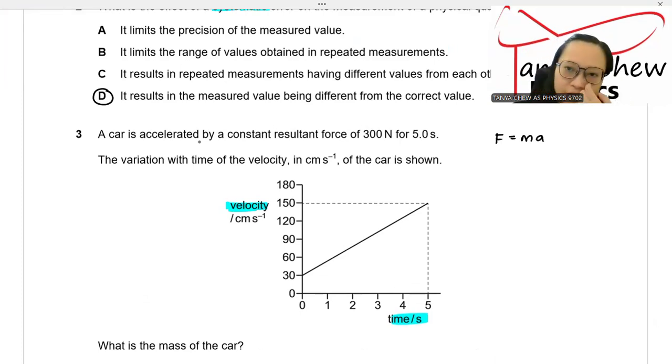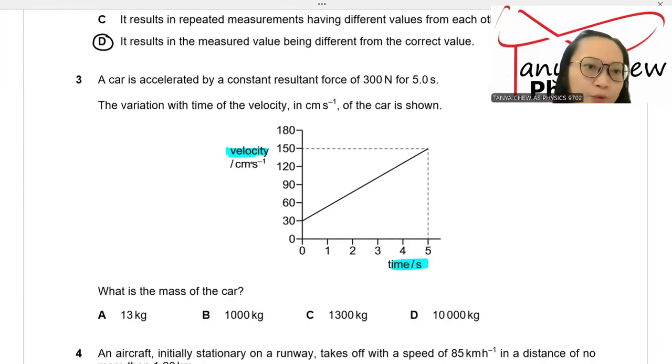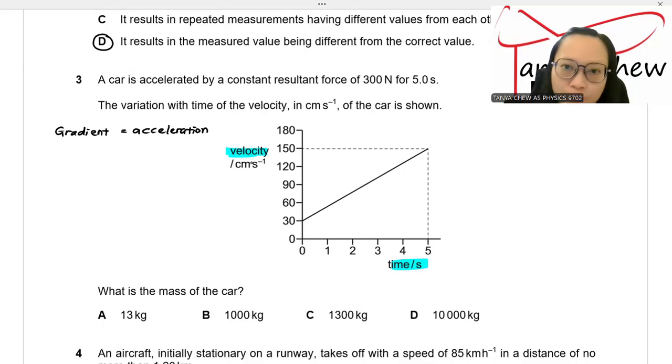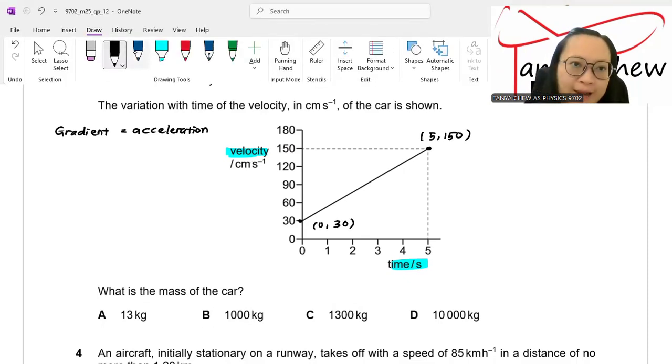Now, this is a velocity time graph. How do you find acceleration from the graph? Very easy. It is the gradient of the graph. Gradient is equal to acceleration. So for gradient, you need 2 points. So I'm going to take 2 points here. This is the first point, 5 and 150. But remember, this is cm per second. Force is Newton. You have to change cm to meter. And then the second point, this is 0 and 30.